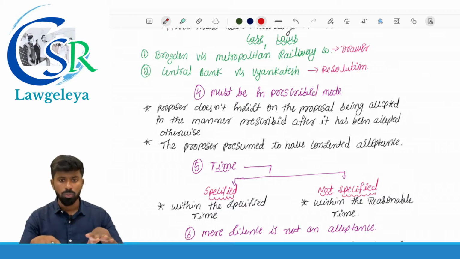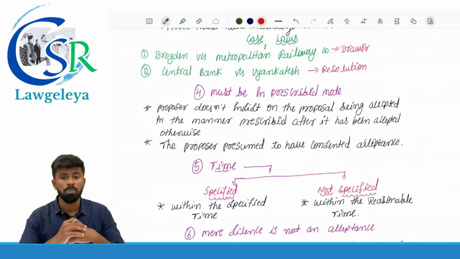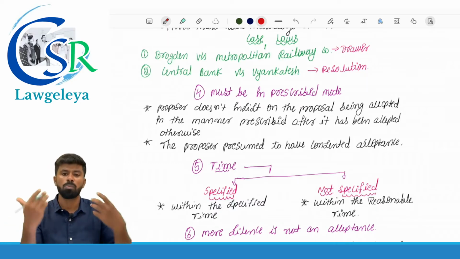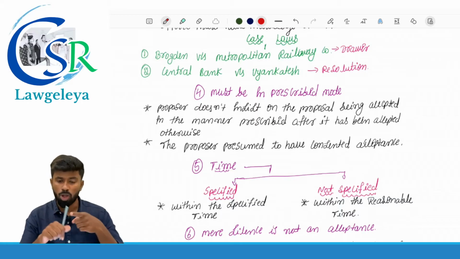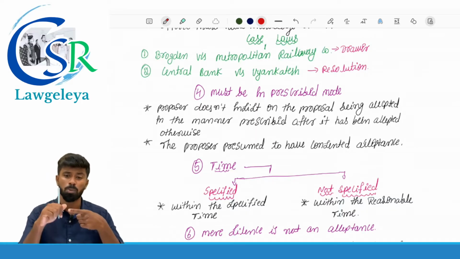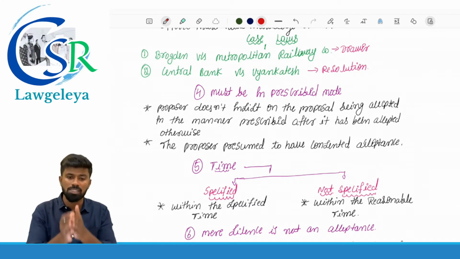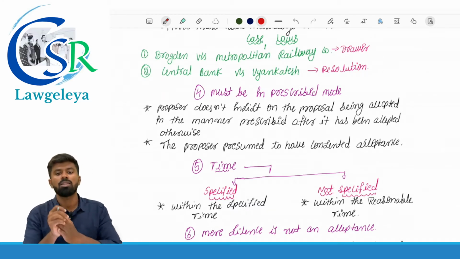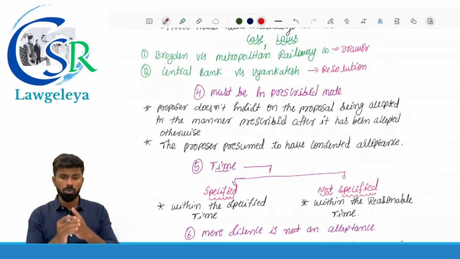In that scenario, the promisee should protest it. The promisor should reject the acceptance. But if he remains silent, then the acceptance is presumed to be valid. I repeat, if the promisor does not insist on the proposal being accepted in the manner prescribed after it has been accepted otherwise, then the proposer is presumed to have consented to that acceptance.